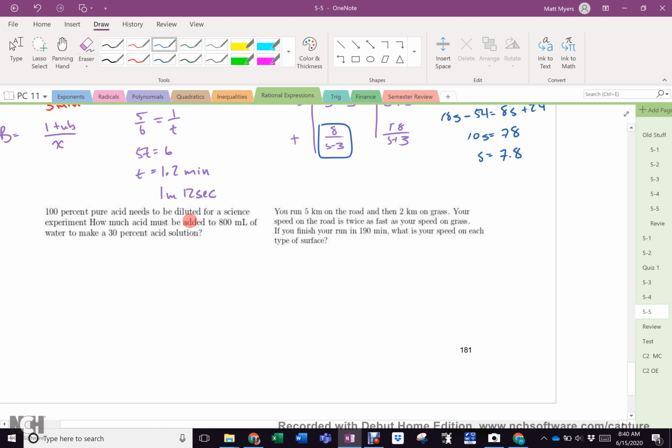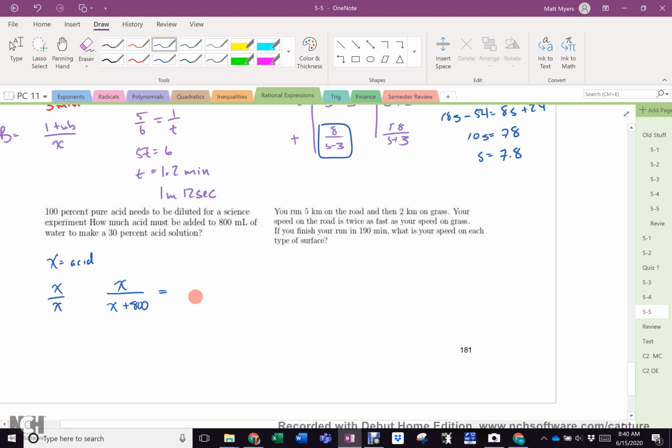100% pure acid needs to be diluted for a science experiment. How much acid must be added to 800 milliliters of water to make a 30% acid solution? So I don't know how much acid I have, so x equals my acid. If something is 100%, then it's x over x. That's all acid, right? If I had 100 milliliters of acid and it was only acid, then that would be 100% acid. But it's not. I have some acid, and then I have some acid plus 800 milliliters of water.